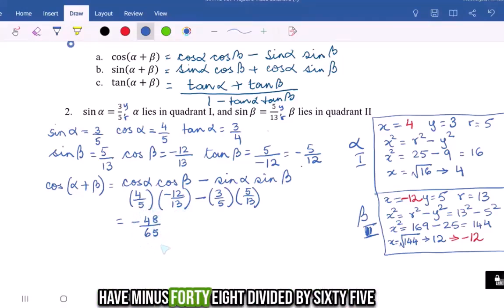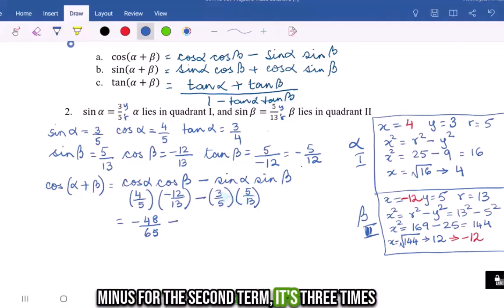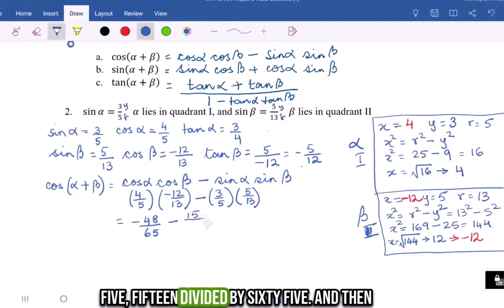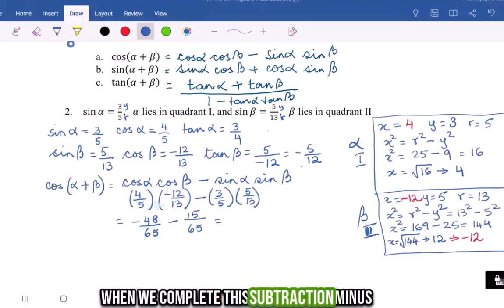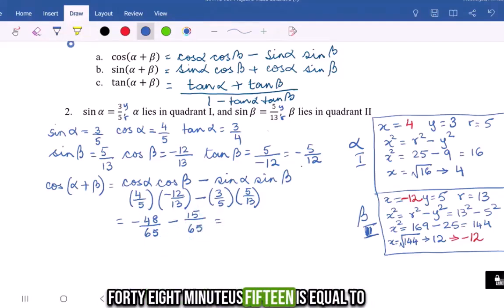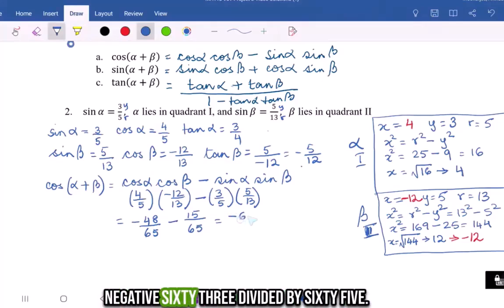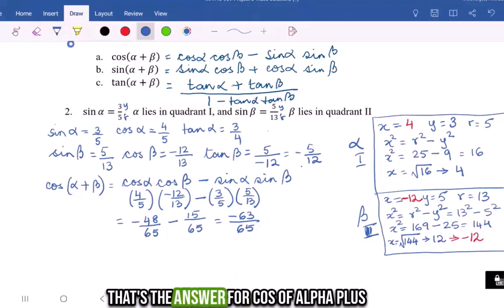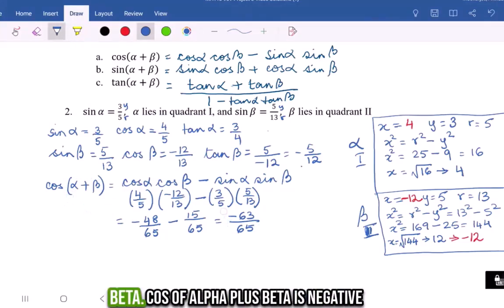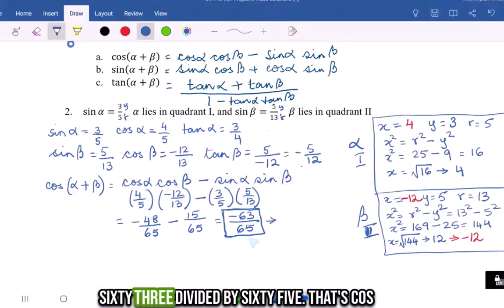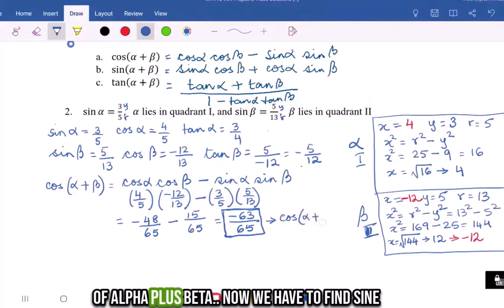So we have minus 48 divided by 65 minus, for the second term, it's 3 times 5, 15 divided by 65. And then when we complete this subtraction, minus 48 minus 15 is equal to negative 63 divided by 65. That's the answer for cos of alpha plus beta. Cos of alpha plus beta is negative 63 divided by 65.